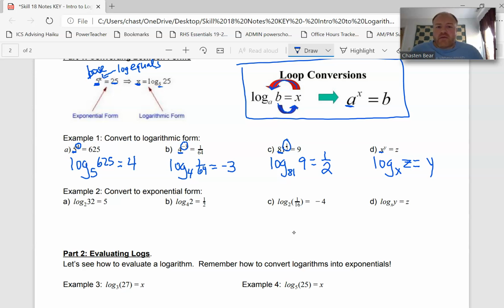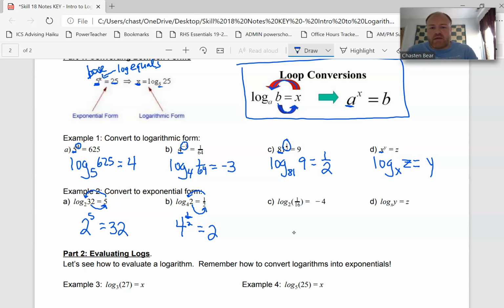If we go the other way, here we can use that loop conversion. So here I know that I need to start with the base of 2. The 32 loops over here, and the 5 loops to become an exponent on the 2. So it'll look as such. Next one, I start with my base of 4. The 2 gets looped over here, and the exponent gets looped back here. So 4 to the 1/2 equals 2.